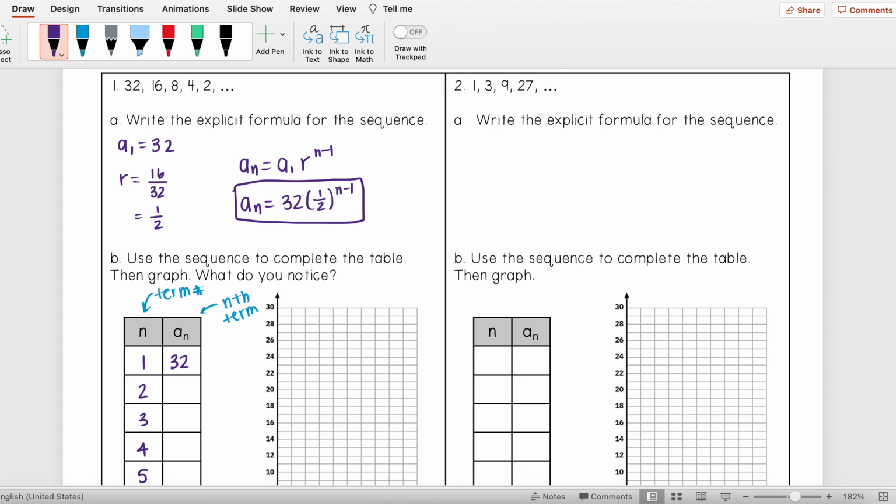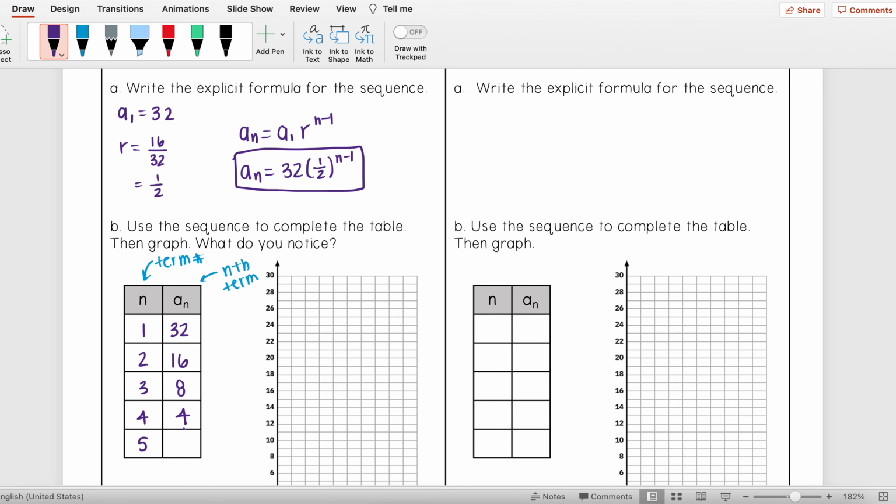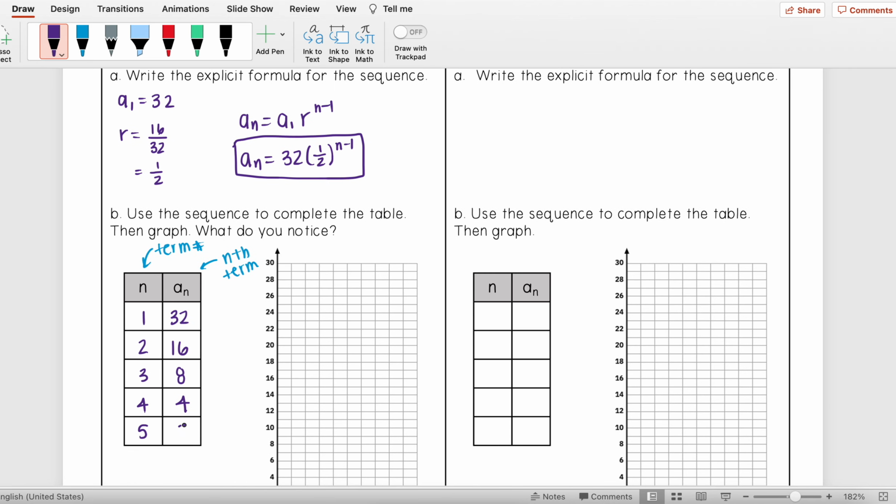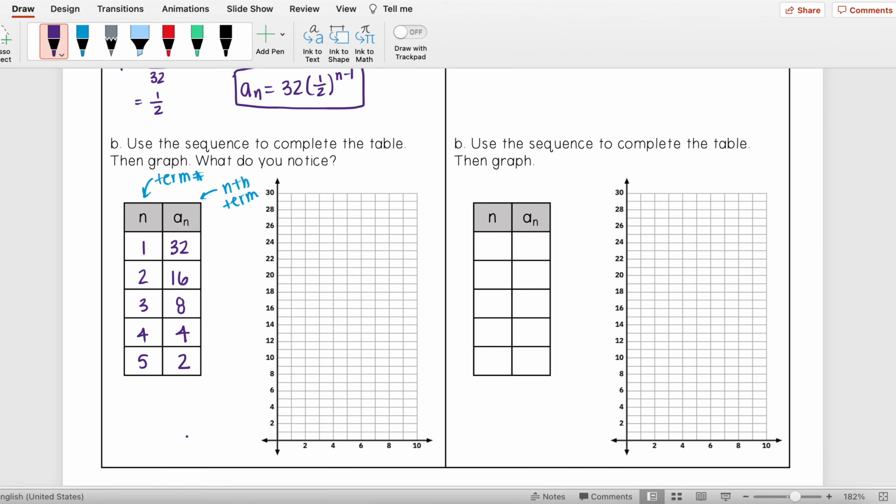My second term is 16. My third term is 8. My fourth term is 4. And then my fifth term is 2. And now I'm going to go ahead and graph that. So my first term is 32, so it's going to be somewhere up here.